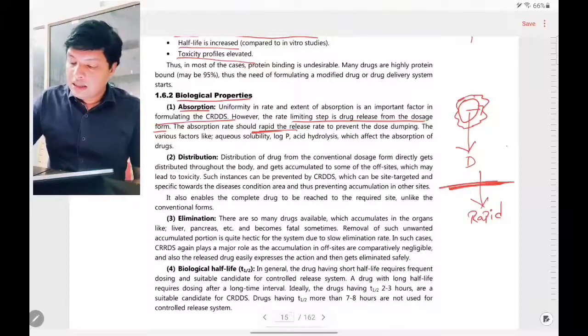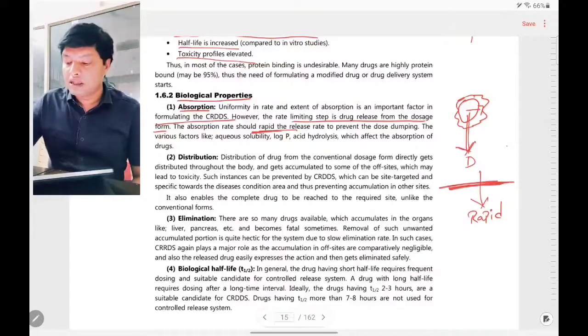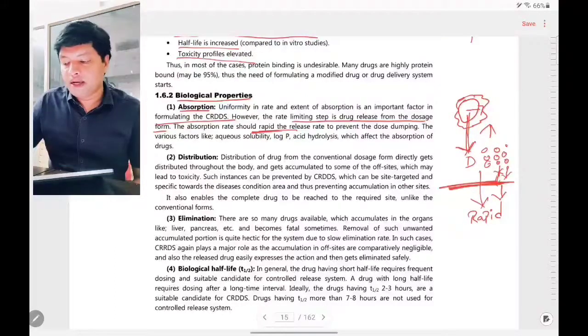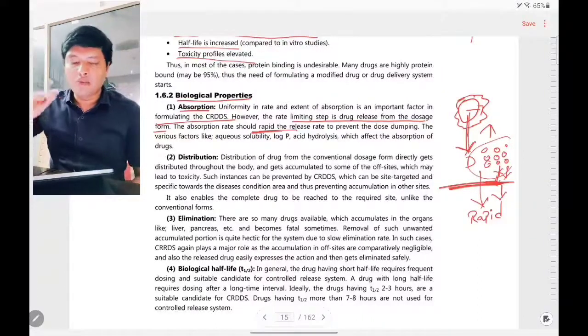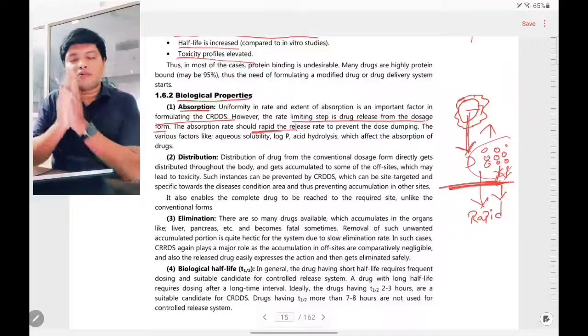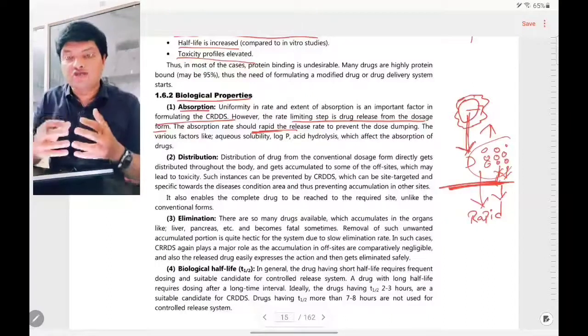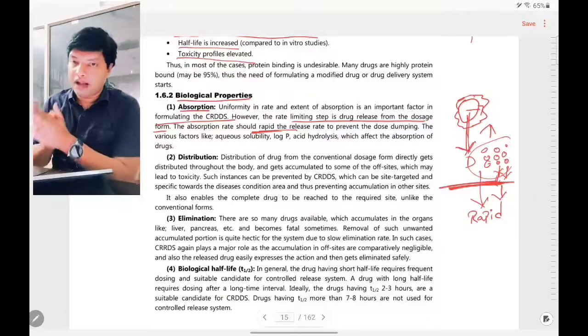Why? Because the absorption should be more than the release rate of the drug. If the release is more and absorption is less, the drug will be released more, and because absorption is less, it starts accumulating in the release site, causing dose dumping. We call it dose dumping. I don't want that to happen. So what I assume is that absorption is rapid, because I am controlling the release of the drug from the dosage form.